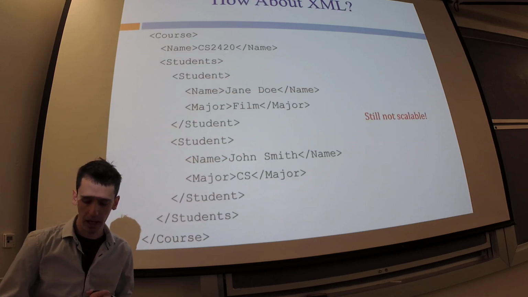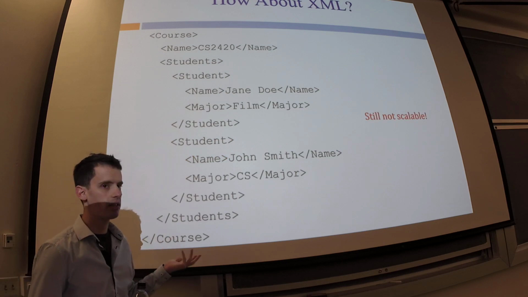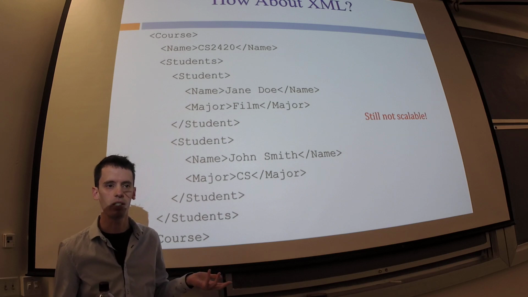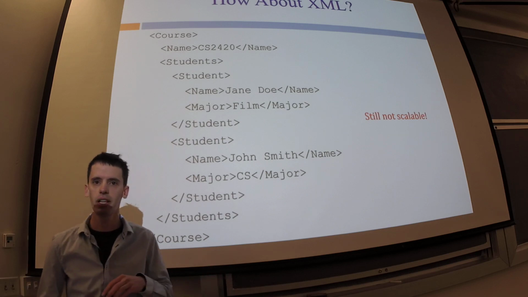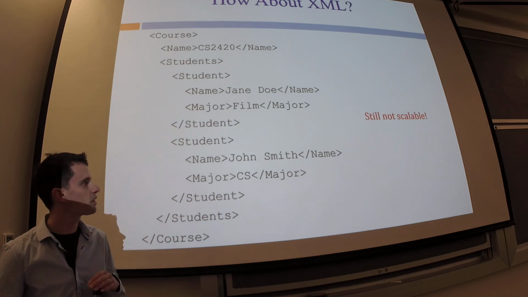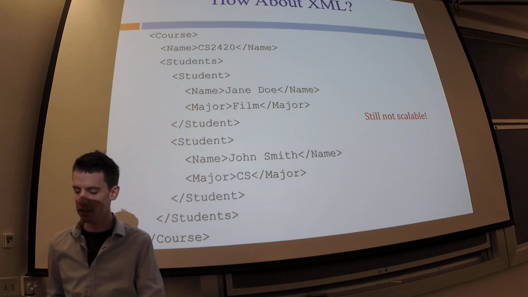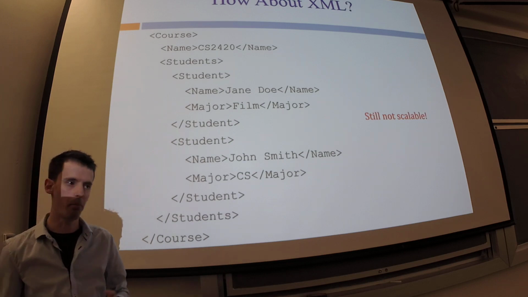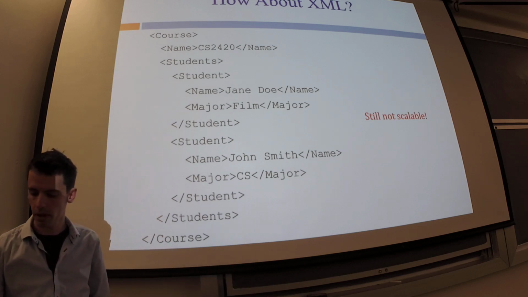Other techniques you might be familiar with, something like XML. Essentially, this is just another form of JSON. It's self-describing data. It has tags and values. So unless it's ordered in some particular way, this doesn't really solve the problem of massive amounts of data. How do you find one particular record you're interested in?